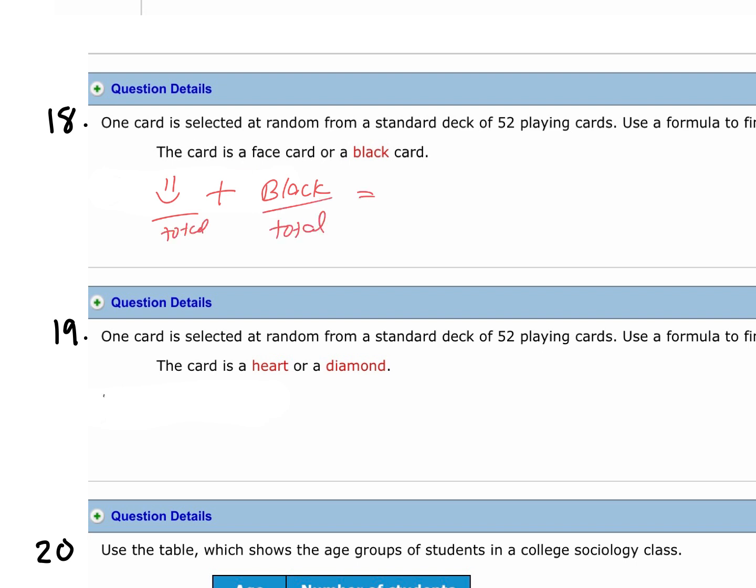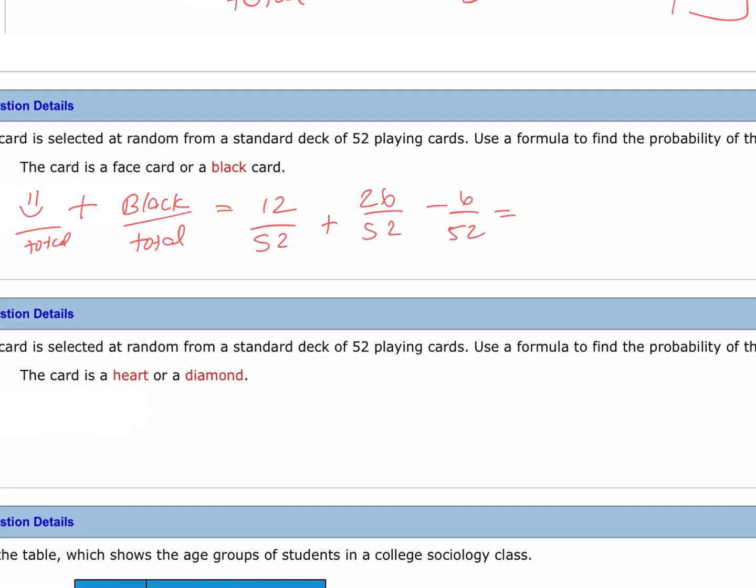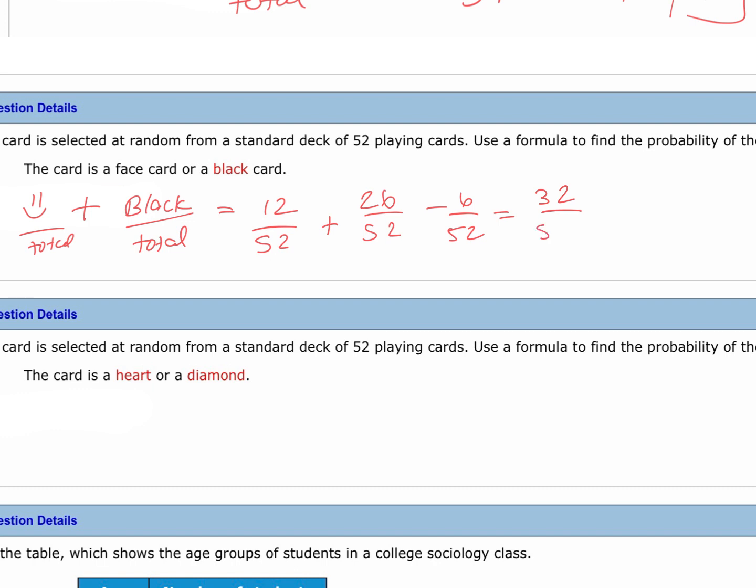All right, well, how many face cards are there? 12 out of 52. How many black cards are there? 26 out of 52. Is this mutually exclusive? Does one thing have nothing to do with the other, or is there an overlap? There's an overlap. How many cards have a face on them, but they're also black? Good, so minus 6 over 52. So 12 plus 26 minus 6 is what, 32 over 52? Divide by 4, you get 8 over 13. Agree?